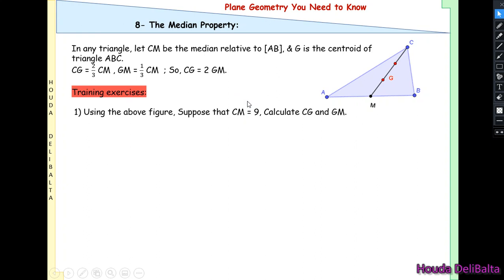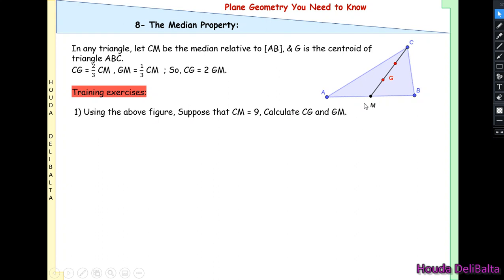Training exercise, how to apply this rule. So this rule is to be memorized. From the vertex to the centroid is 2/3 of the median, and from the centroid to the base, or to the side, is 1/3 of the median.